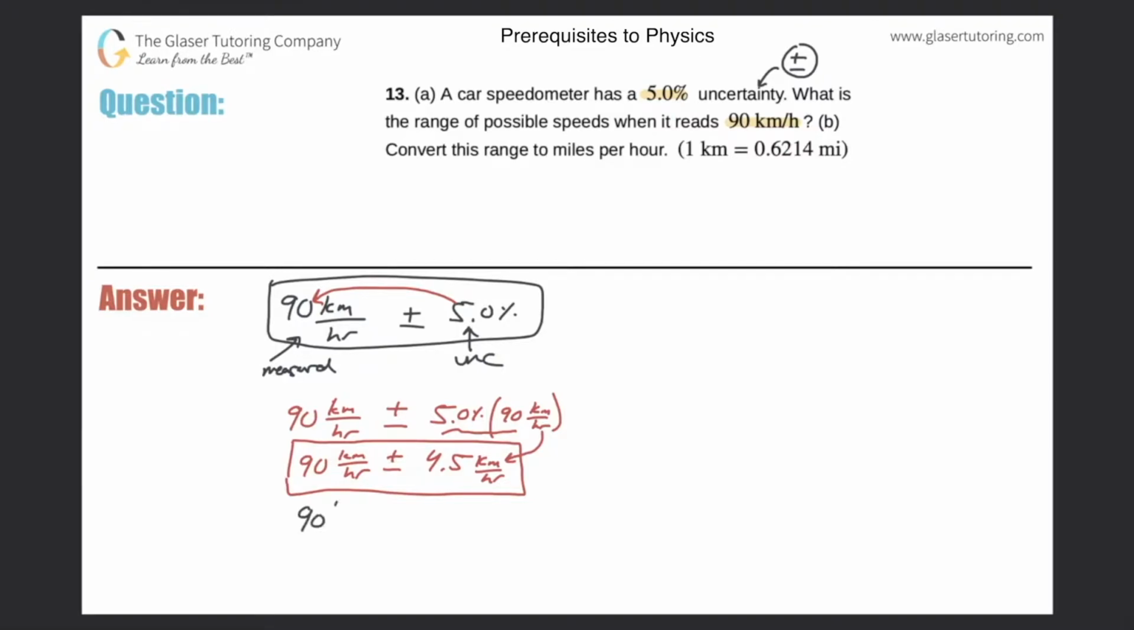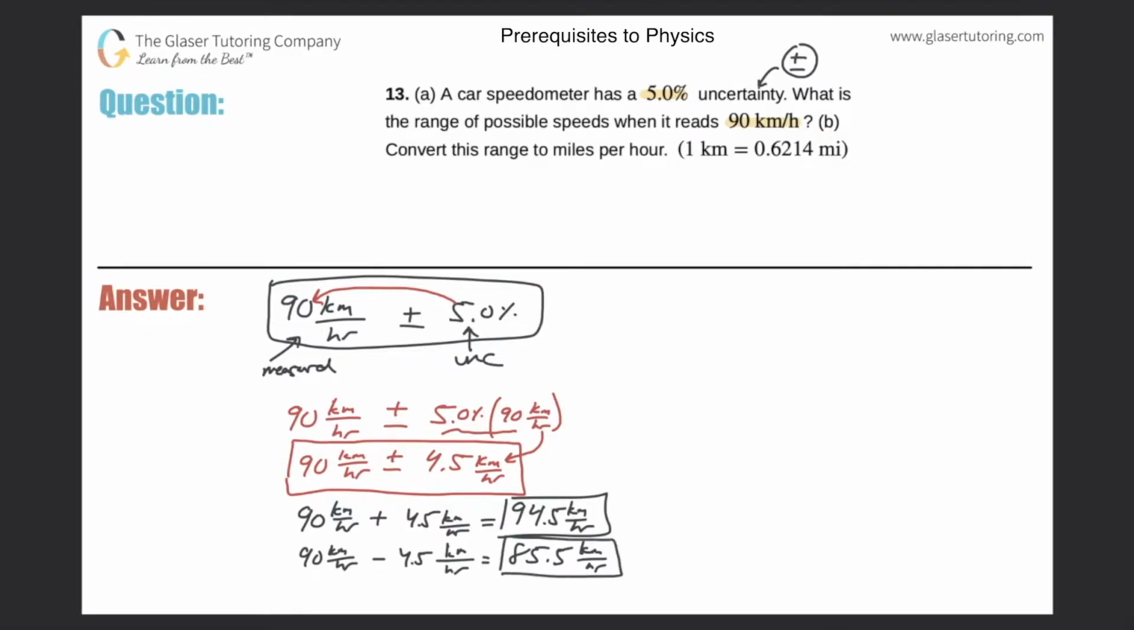So now I'm going to write 90 kilometers per hour plus 4.5 kilometers per hour. Since the units are the same, I can simply add it. So the upper limit of the uncertainty will be 94.5 kilometers per hour. Wonderful. And the lower limit would be 90 kilometers per hour minus 4.5 kilometers per hour, which works out to 85.5 kilometers per hour. So here's the upper limit and here is the lower limit. That should be a complete answer to letter A.